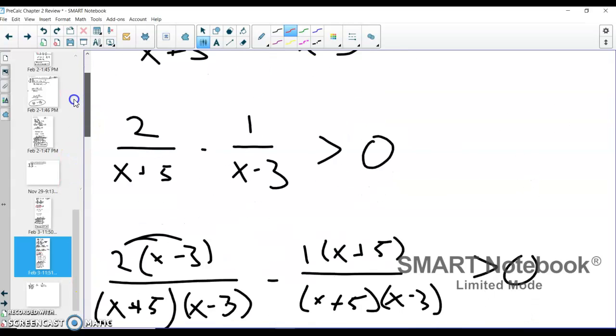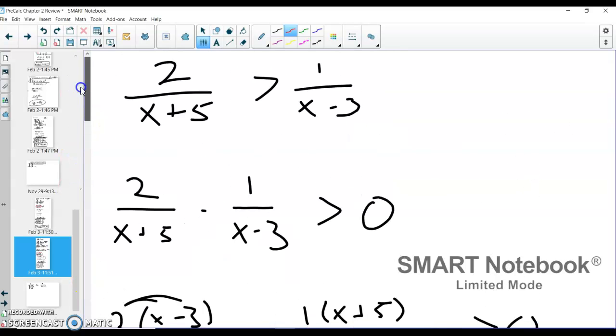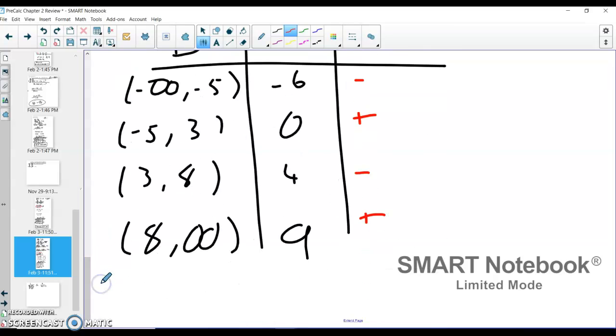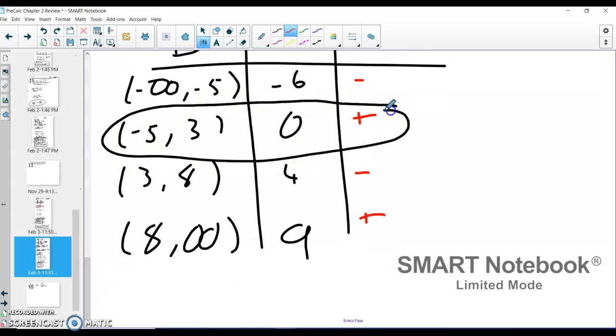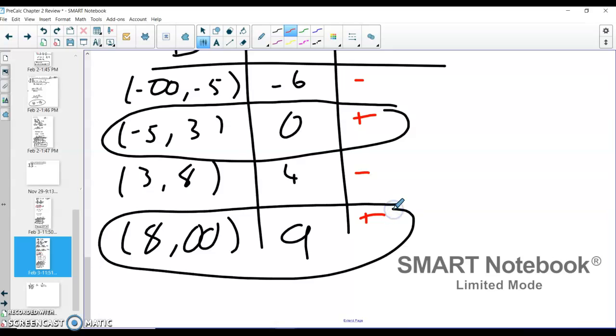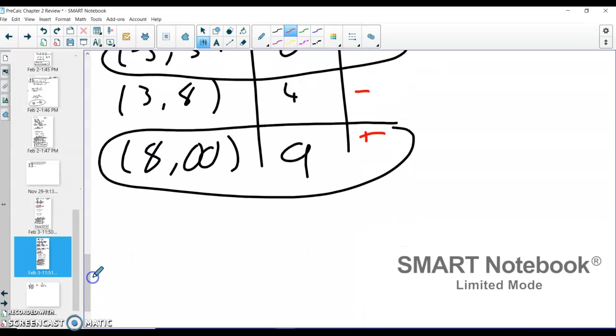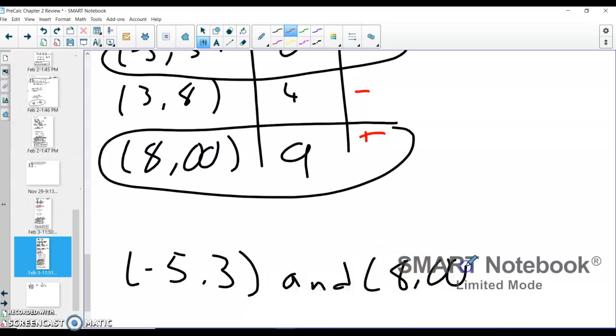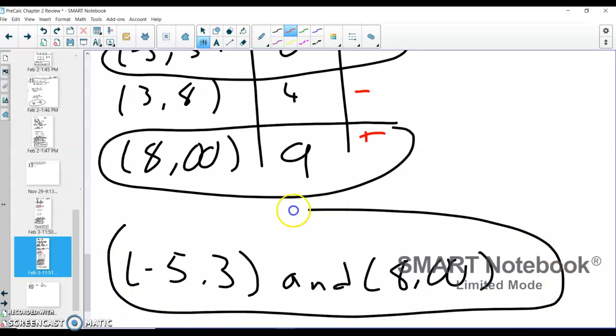In this problem, I am looking for the outcomes greater than 0. And so I want all the positive ones, which is going to be here and here. So again, I have 2 intervals that work. The first interval is going to be negative 5 to 3 and 8 to infinity. And then you have your answer there.